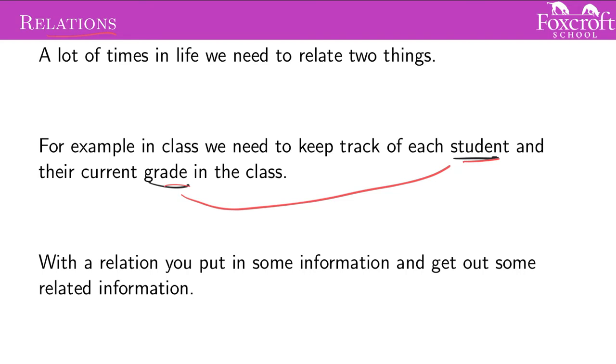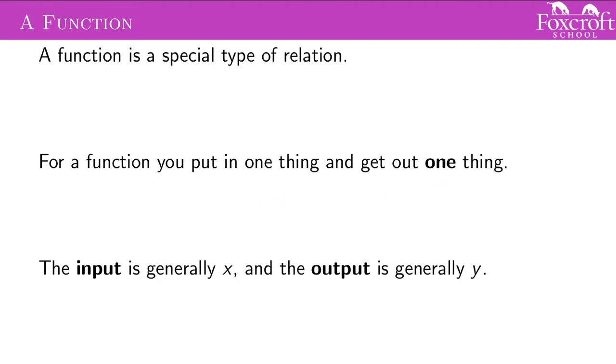All right, but there is a special type of relation that we're going to talk about, and that's known as a function. So a function is still just relating two different pieces of information. Again, generally in math, it's going to be numbers to numbers. But for a function, it's important because you put one thing into your function and you get out one thing. So the fact that you only get out one answer when you put in one thing is what makes a function special over a relation.